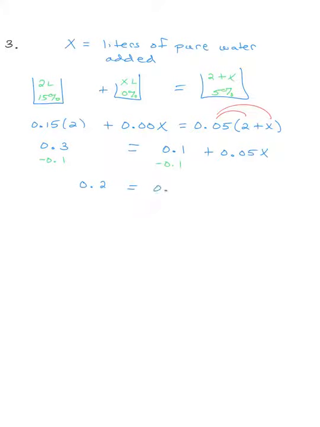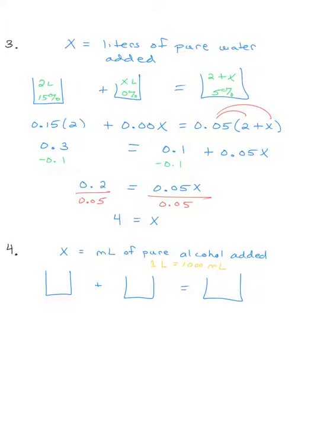0.2 is equal to 0.05x, dividing both sides by 0.05. Okay, that's how many times does 5 go into 20? That is a total of 4. So the number of liters of pure water that you would have to add is 4 liters.